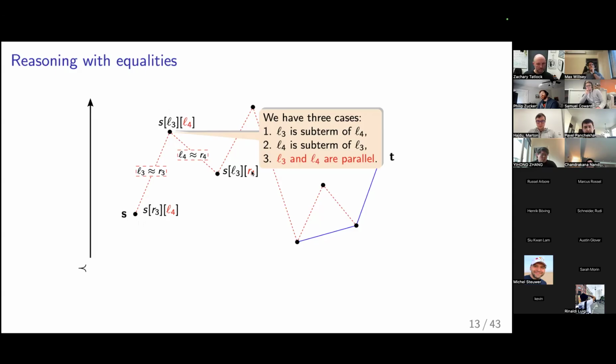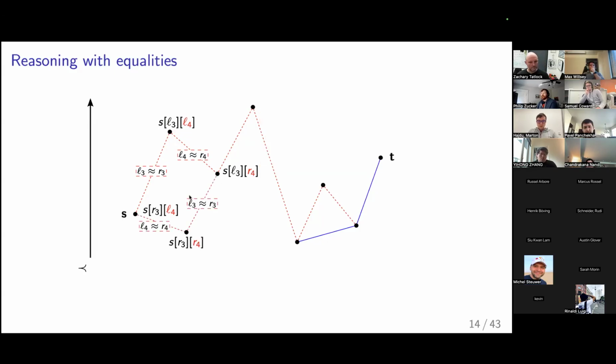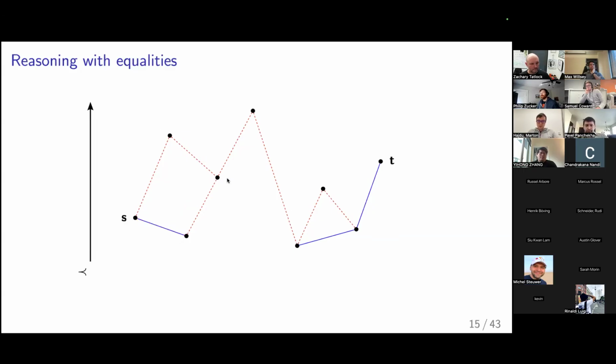But actually, because they are in parallel positions and because the ordering is monotonic, what we can do is just swap the order of these inferences and first rewrite with L4 equals R4 and then rewrite the other term as needed. So in this case, when the terms are in parallel positions, we don't have to perform any additional inference. We just know that we can swap the two inferences and get first a smaller term. And this is what we do. And for the rest of these paths, we can do similar tricks.